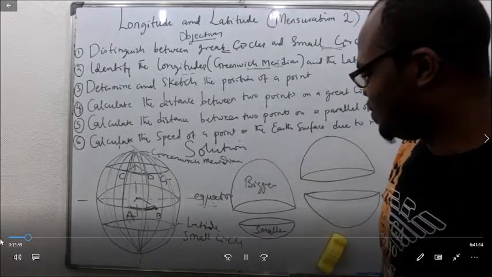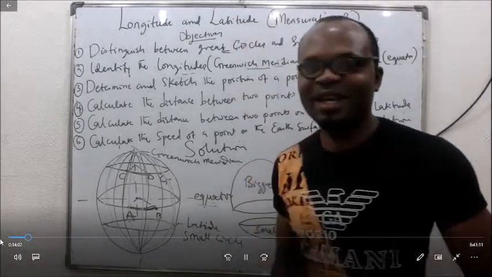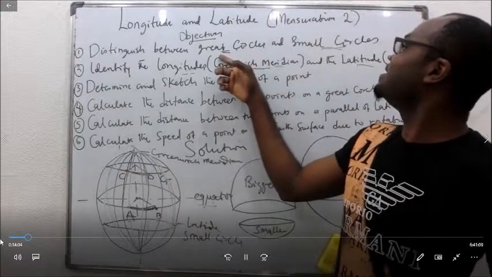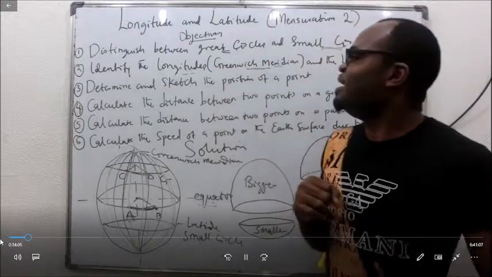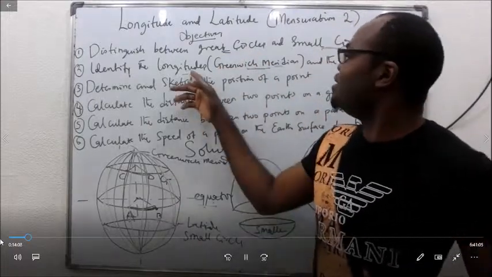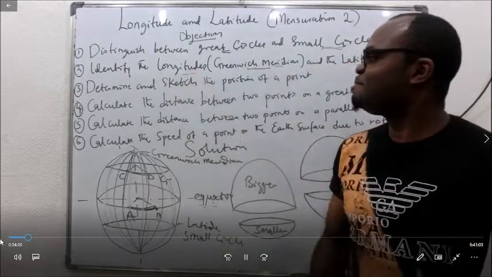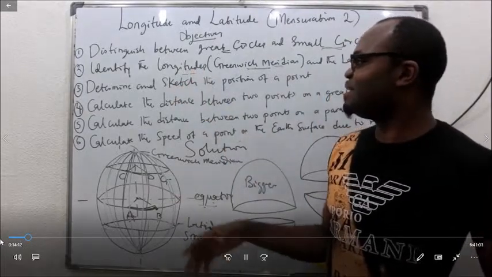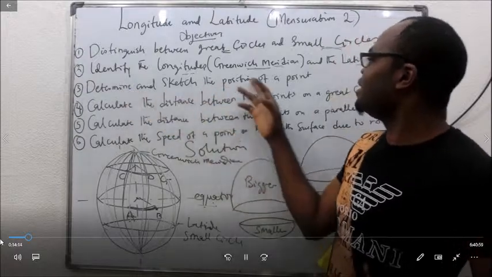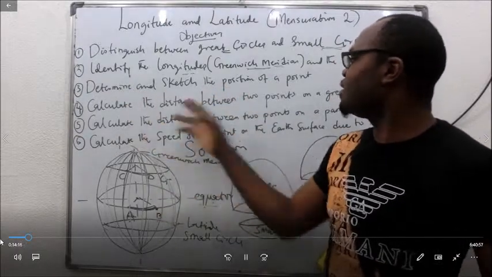So that is where we're going to be stopping. And I believe that you now know what great circles and small circles are, and you can as well tell me what longitudes and latitudes are. So in subsequent classes, we'll be able to determine and sketch a point on the Earth's surface, and calculate the distances between two points.